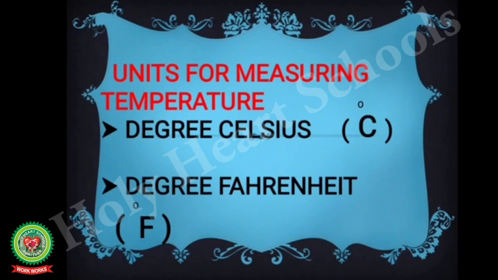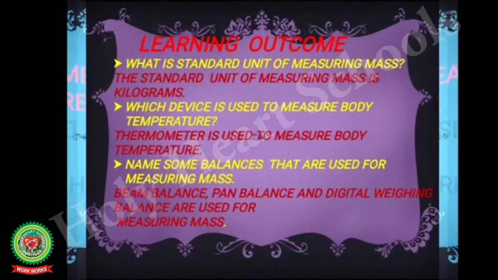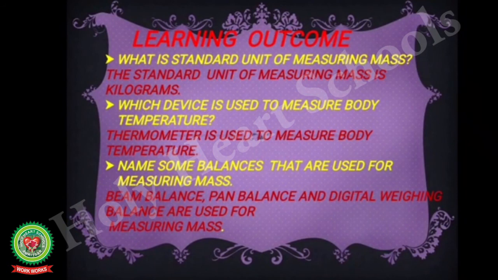So students, I hope that today's topic is clear to you. Now let's revise. My first question is, what is the standard unit of measuring mass? The standard unit of measuring mass is kilogram. Which device is used to measure body temperature? Thermometer is used to measure body temperature. Name some balances that are used for measuring mass. Beam balance, pan balance, and digital weighing balance are used for measuring mass.